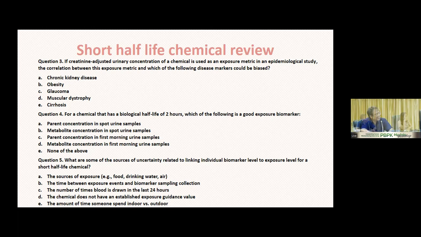Go to question five. What are some of the sources of uncertainty related to linking individual biomarker level to the exposure level for a short half-life chemical? A, the source of exposure. B, the time between exposure events and biomarker sample collection. C, the number of times blood is drawn in the last 24 hours. D, the chemical does not have an established exposure guidance value. And E, the amount of time someone spent indoor versus outdoor.